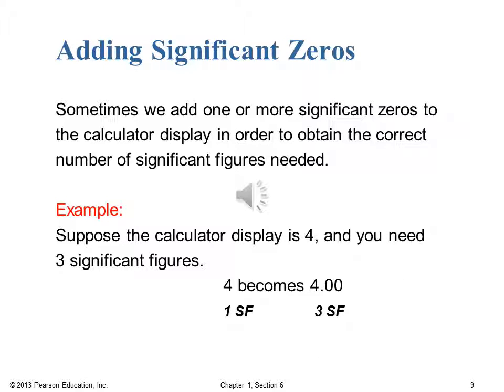Now, in the examples we've looked at so far, we've been rounding off before we include all the significant figures that our calculator gives. There are also times when the calculator doesn't have enough significant figures, and when that arises, it means we need to add additional zeros until we get the right number of significant figures.